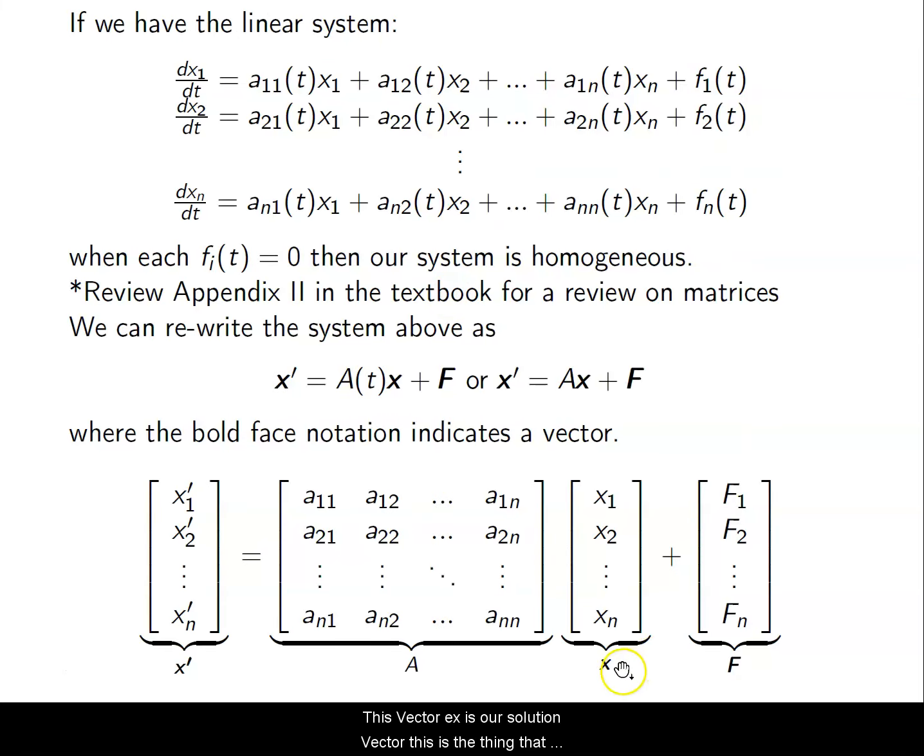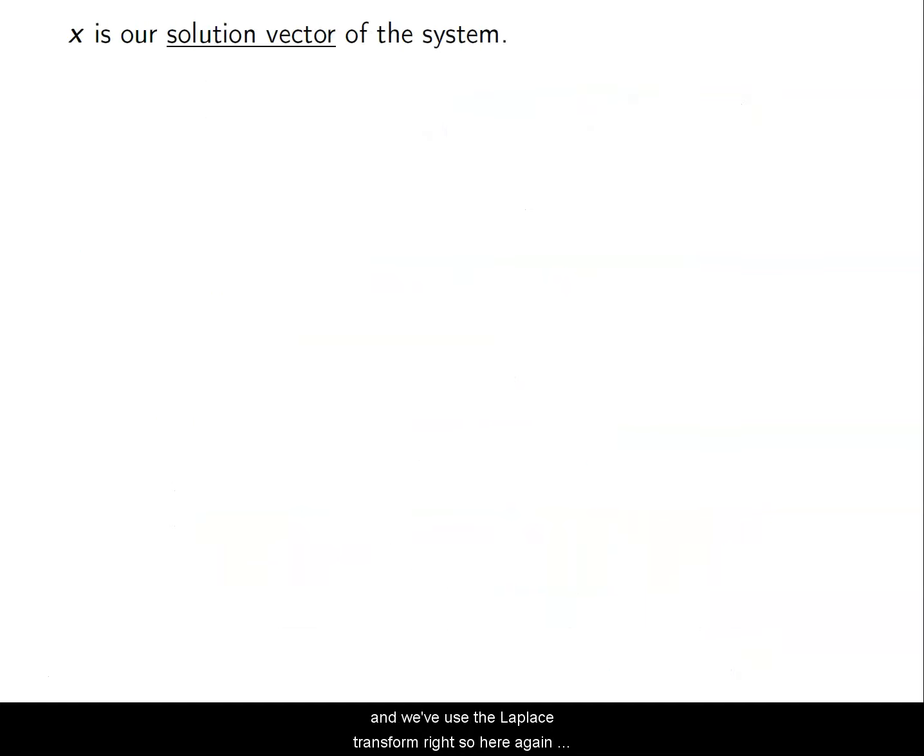This vector x is our solution vector. This is the thing that we're after, okay? My solution vector contains all of my solutions. x1 of t is some function. x2 of t is some function. Those functions are the solutions to the system, right? We've already dealt with systems like 3 or 4 times already, but not as a system of equations. We've used differential operators to solve it algebraically, and we've used a Laplace transform, right?